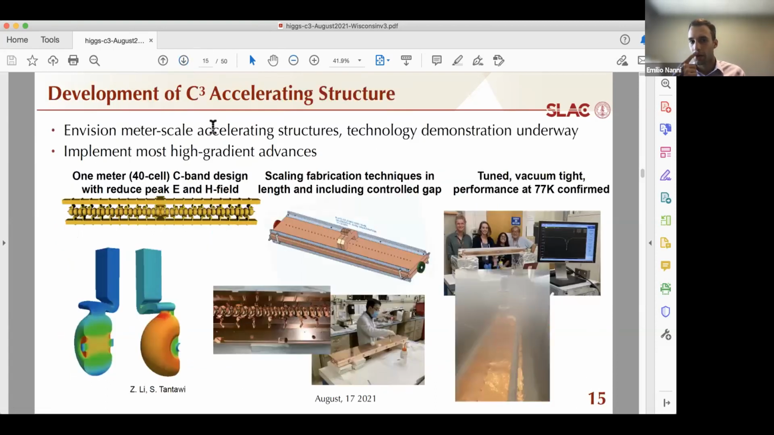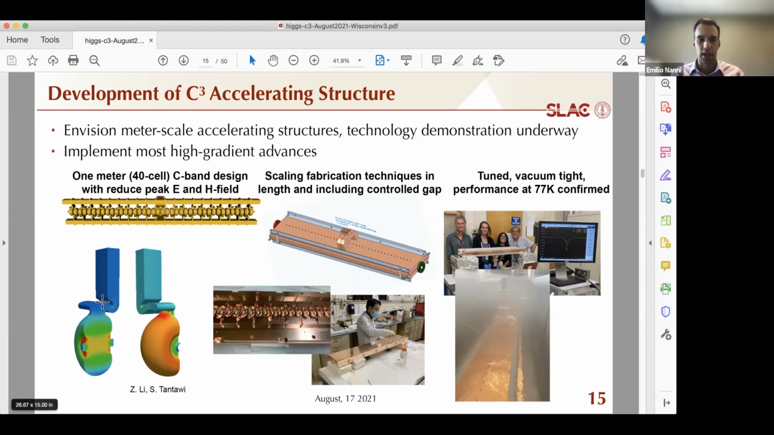So we are building prototypes of the C-cubed accelerating structure. The goal is to really understand how some of the technology that we've developed will work on the meter scale, and then to test it under the various types of operational conditions that are needed. And so we're doing this in a way that we're implementing all of these great advances that have been made in high gradient research over the last decade or so.